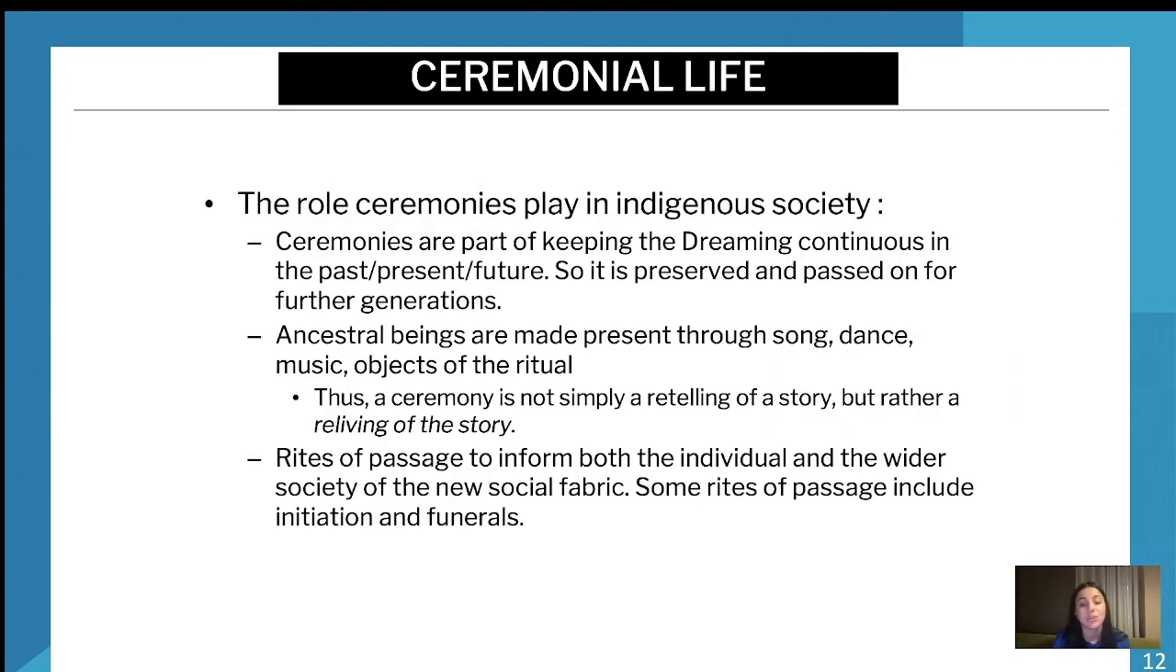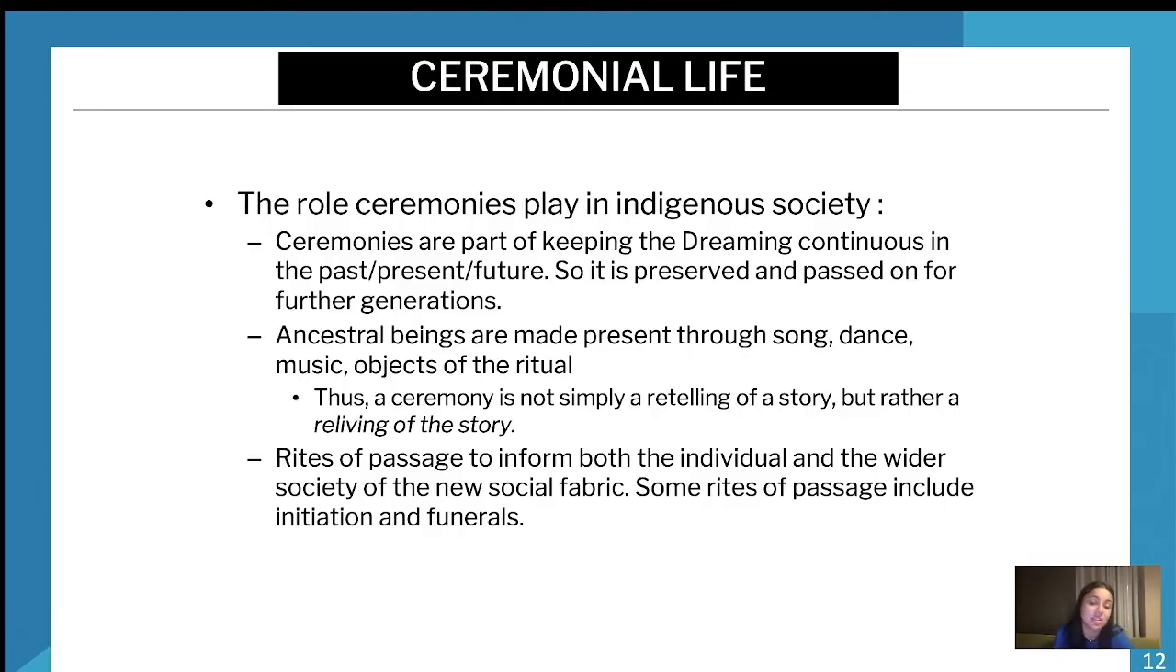So the role that ceremonies play in Indigenous society: ceremonies are part of keeping the dreaming continuous in the past, present, and future. It's so that it's preserved and it's passed on for further generations. Ancestral beings are made present through song, dance, music, and objects of the ritual. So thus, the ceremony is not simply the retelling of the story, but more like a reliving of the story, which is why it's so important that they have that access to the land.